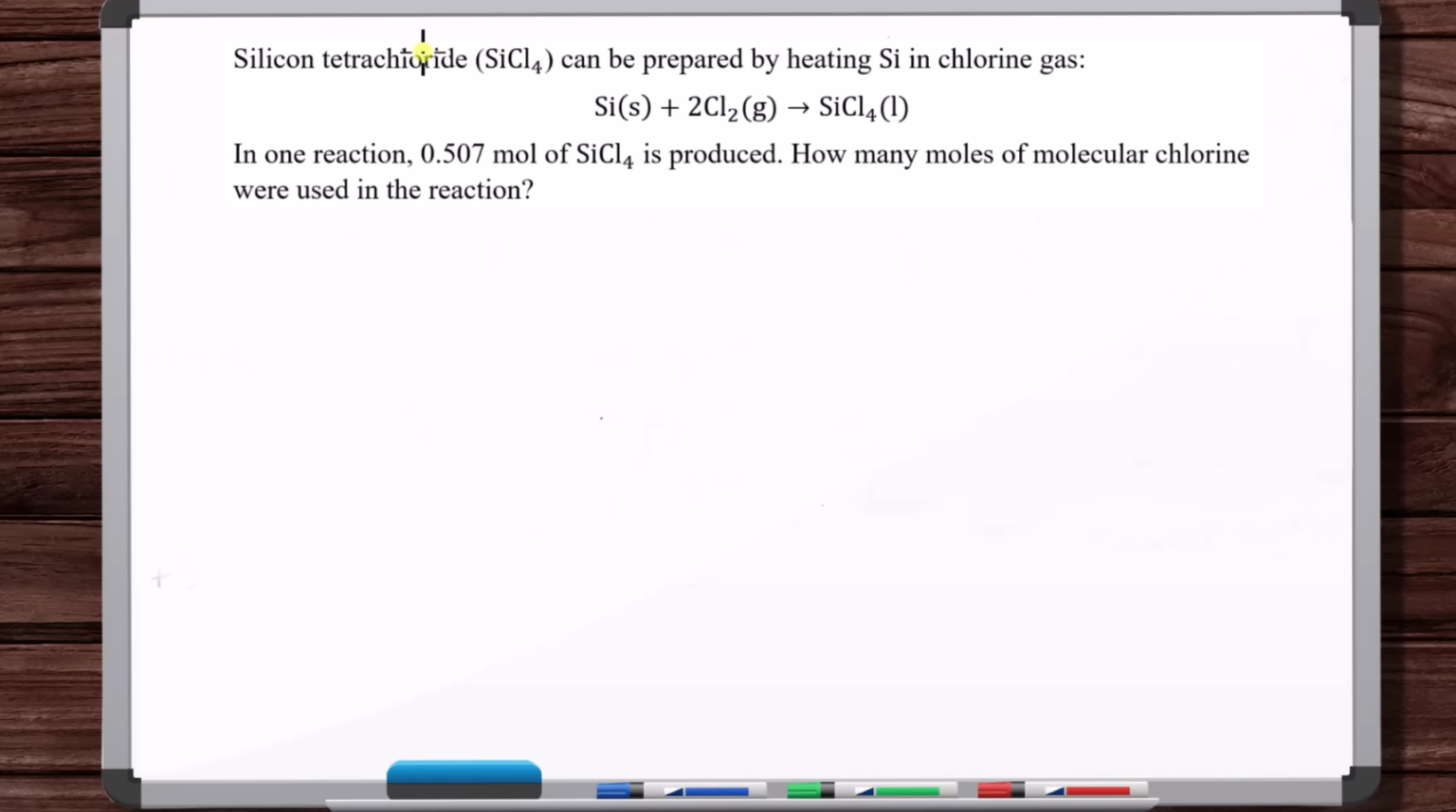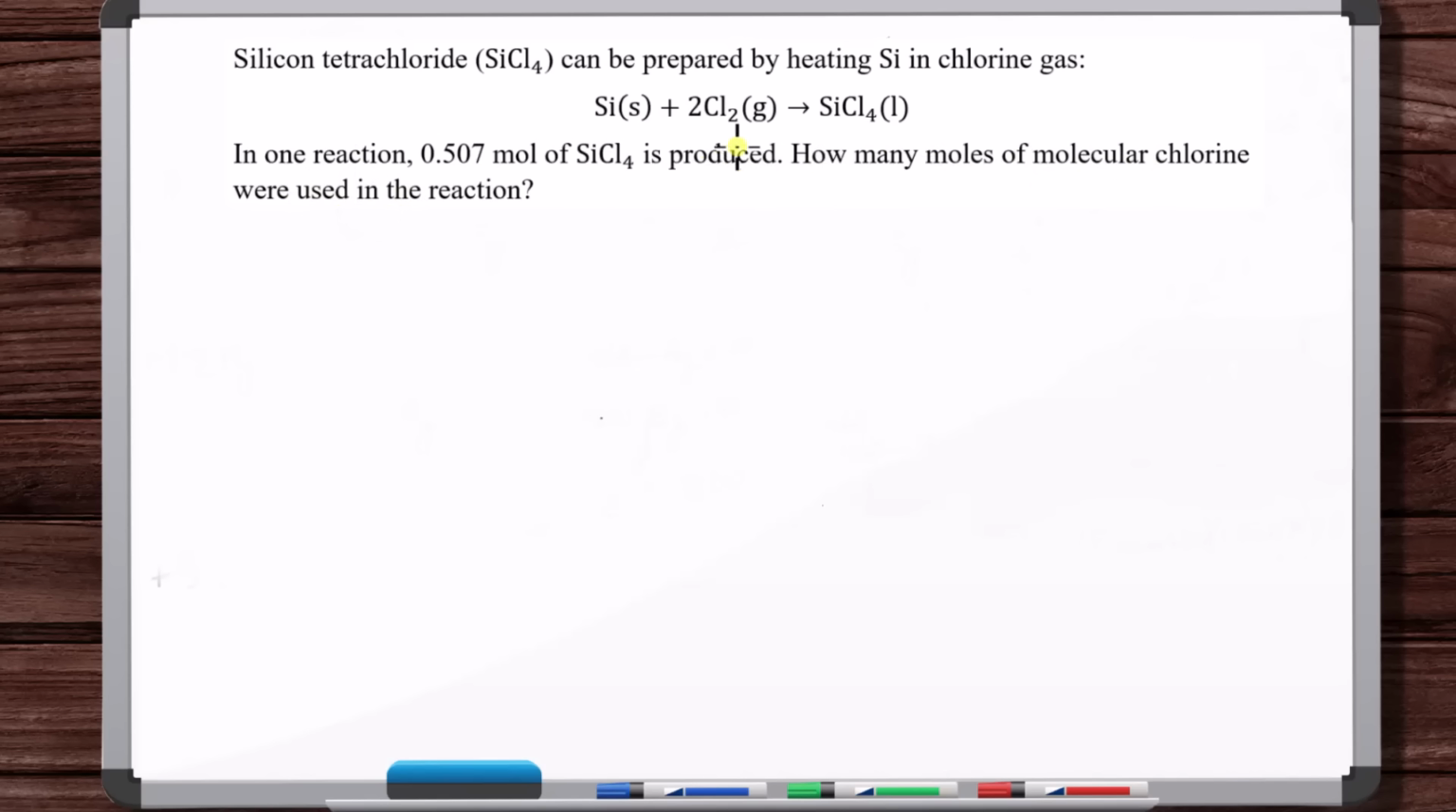So let's get started. Silicon tetrachloride, SiCl4, can be prepared by heating silicon and chlorine gas, given by this reaction. In one reaction, 0.507 moles of SiCl4 is produced. How many moles of molecular chlorine were used in the reaction?